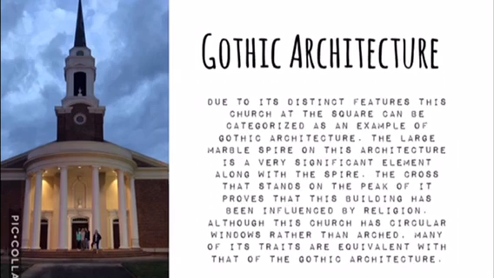Gothic architecture. Due to its distinct features, this church at the square can be categorized as an example of Gothic architecture. The large marble spire on this architecture is a very significant element. Along with the spire, the cross that stands on the peak of it proves that this building has been influenced by religion. Although the church has circular windows rather than arched, many of its traits are equivalent with that of the Gothic architecture.